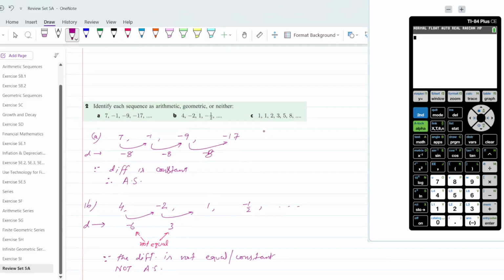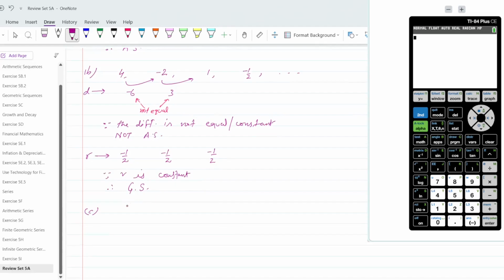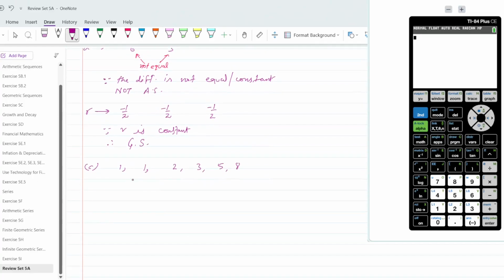Now see, 1, 1, 2, 3, 5, 8. Let's check D first, the common difference. Common difference is 0. Here, common difference is 1. Hence, not an arithmetic sequence.